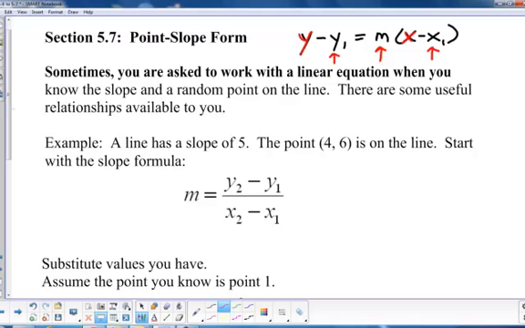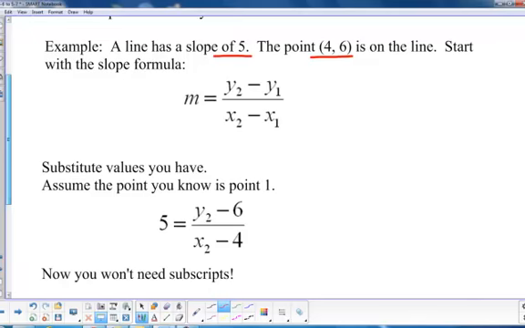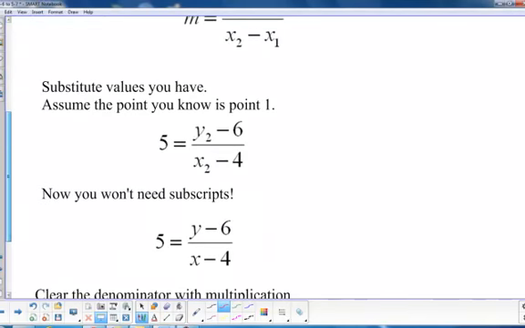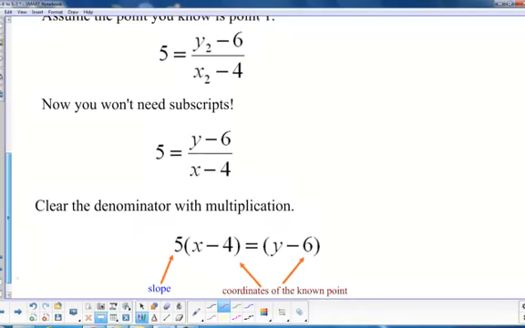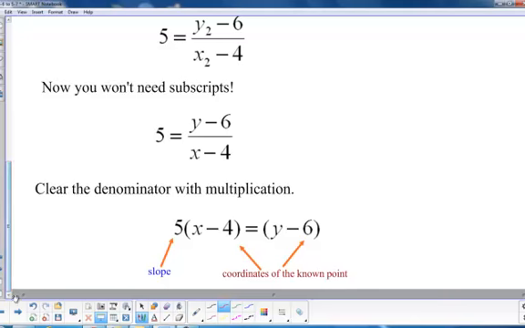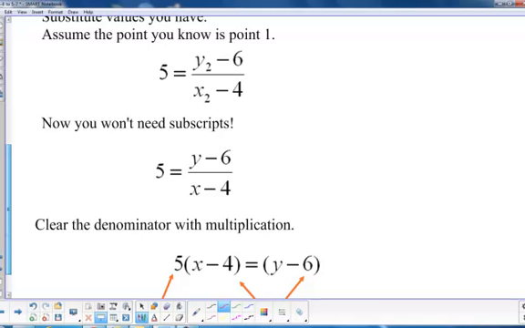So the first thing says you have a slope of 5, and the point is 4, 6. So this is putting 5 in for the m, 6 in for y1, and 4 in for x1 from the slope formula. And so this is actually kind of written backwards through cross multiplication, which is how it was derived.